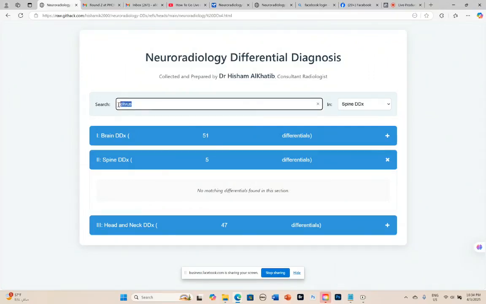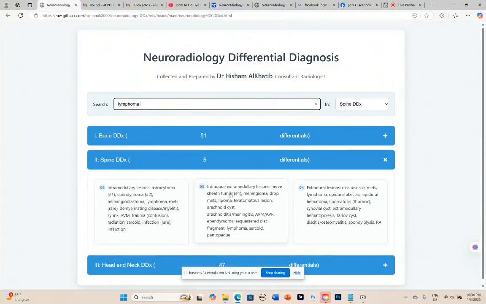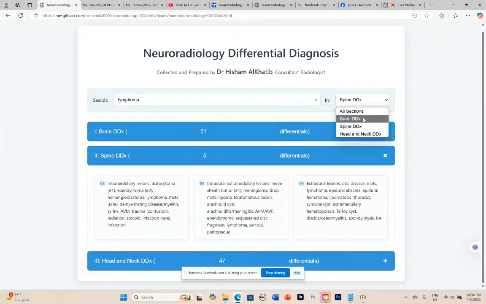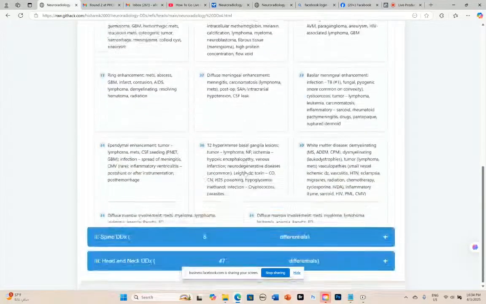But if we write lymphoma, for example, we see the intramedullary lesion involving the spine, the intradural extramedullary lesion also involving the spine, and the extradural lesion. If we want to extend the search to include the brain, we have a lot of differential diagnoses of lymphoma involving the brain.